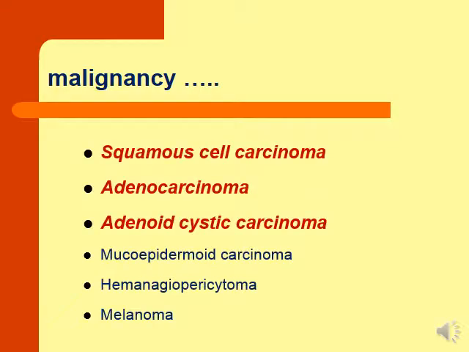What about malignancies? We have different types of malignancies that can arise in the nose: squamous, adenoid cystic, mucoepidermoid, hemangiopericytoma, and melanomas. Each of these types of malignancies has its own peculiar behavior. It is beyond the scope of your study to know the peculiar behavior of each of these. But the aim of this lecture is how or when you suspect a malignancy.